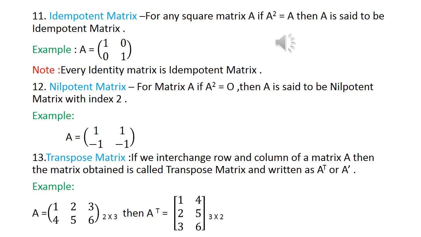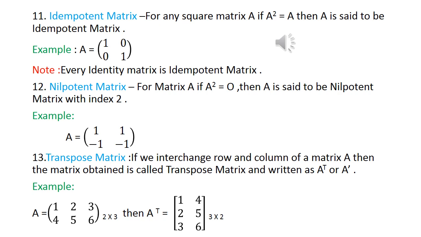11th one is Idempotent Matrix. A matrix A is said to be an idempotent matrix if A square is equal to A. Here A square means A into A. For example, if we take A is equal to [[1,0],[0,1]], we know that it is an identity matrix. When we find A square, that means if we multiply A with A, then we also get A. Therefore, we say that A is an idempotent matrix.